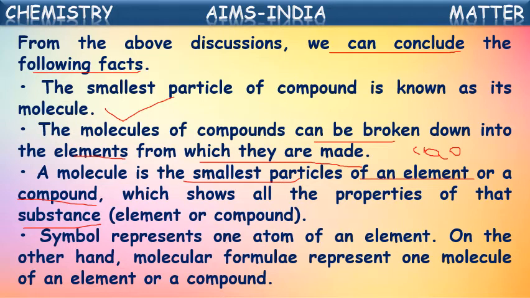A symbol represents one atom of an element. Suppose hydrogen: a hydrogen atom is H, and a hydrogen molecule is H2. On the other hand, a molecular formula represents one molecule of an element or a compound. How do we write this? H2 is the molecular formula for the hydrogen molecule. O3 is the molecular formula for the ozone molecule. Like that, a molecular formula represents one molecule of an element or a compound.